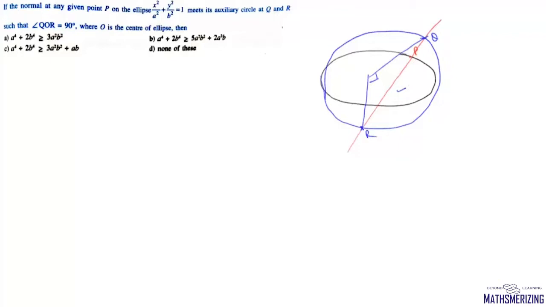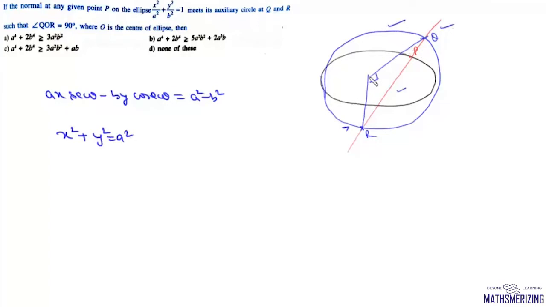We know that the equation of the normal is given by ax secant theta minus by cosec theta, and it is equal to a square minus b square. And we'll also write the equation of the auxiliary circle. The equation of the auxiliary circle is given by x square plus y square equals a square. Now we have the equation of this circle and we have the equation of this line.